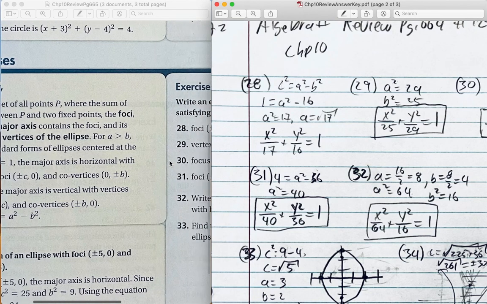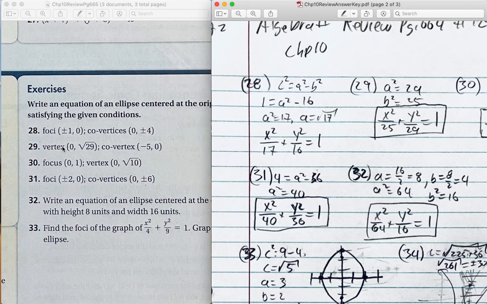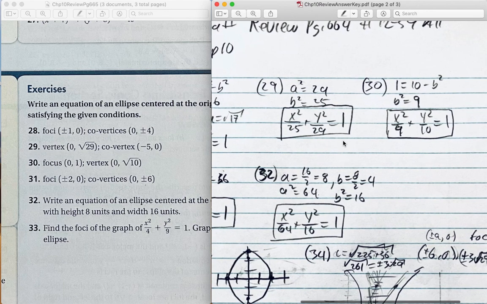So for the first one, 28, they want the equation given the foci and the covertices. So we have C and we have B, but we need A. So we're going to use the equation C squared equals A squared minus B squared. Add 16 to both sides and then square root. So A is going to be the square root of 17, or A squared is 17. So when we write the equation, it's going to be x squared over 17 plus y squared over 16 equals 1.